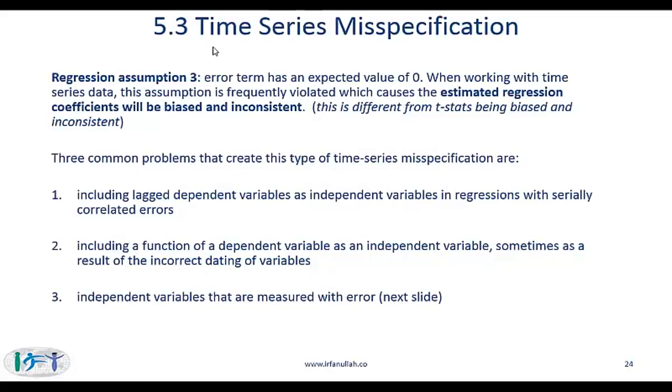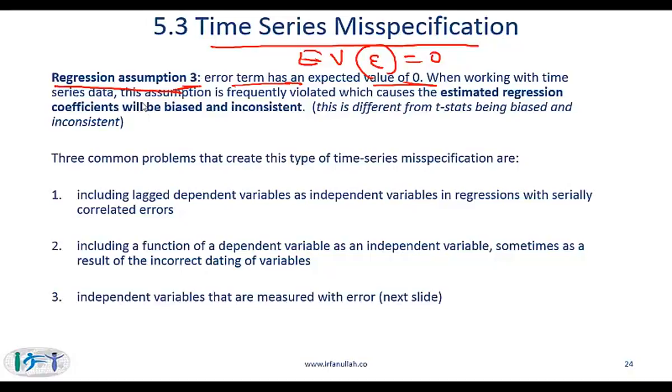The next category is time series misspecification. What does this mean? You probably don't remember the regression assumptions by number, but in one of the earlier slides we said that one of the regression assumptions, it was actually the third one, is that the error term has an expected value of 0. That I hope you remember. So the expected value of the error term is 0.